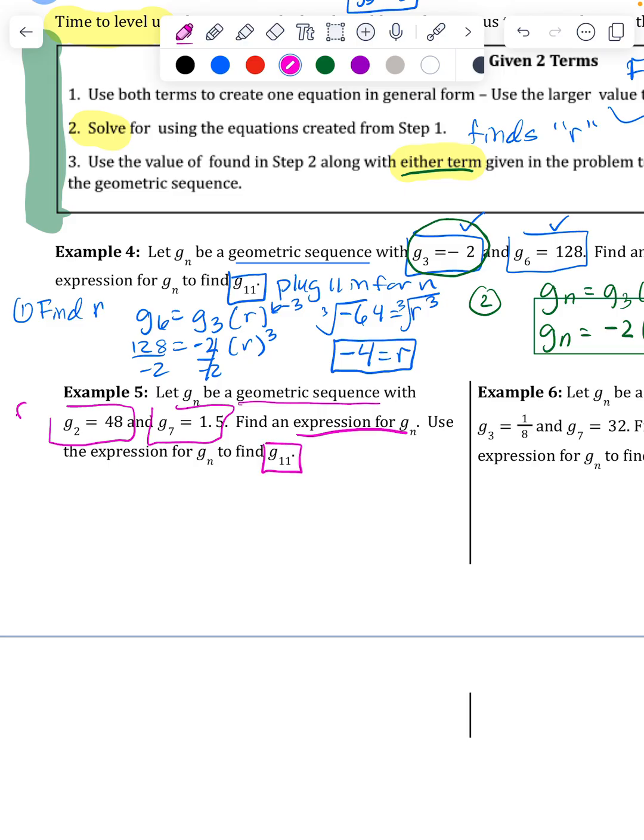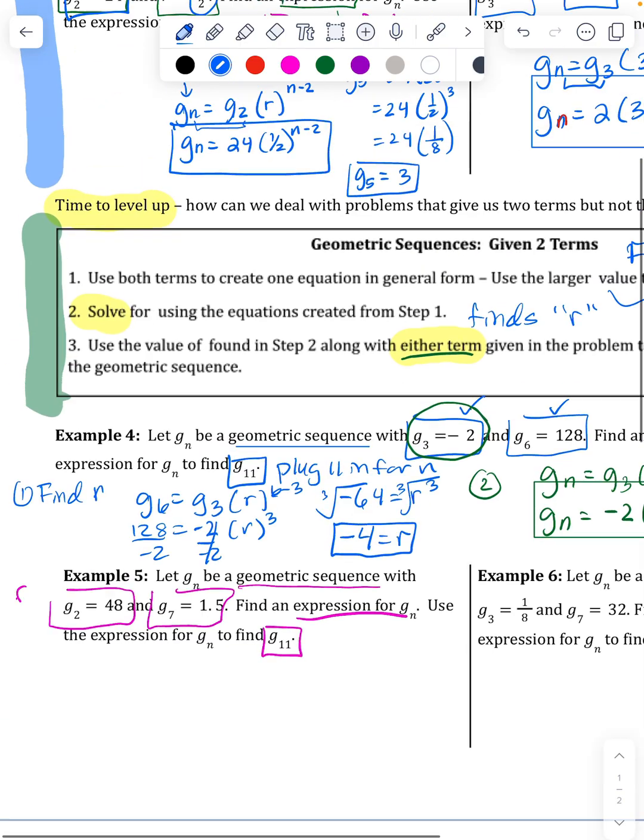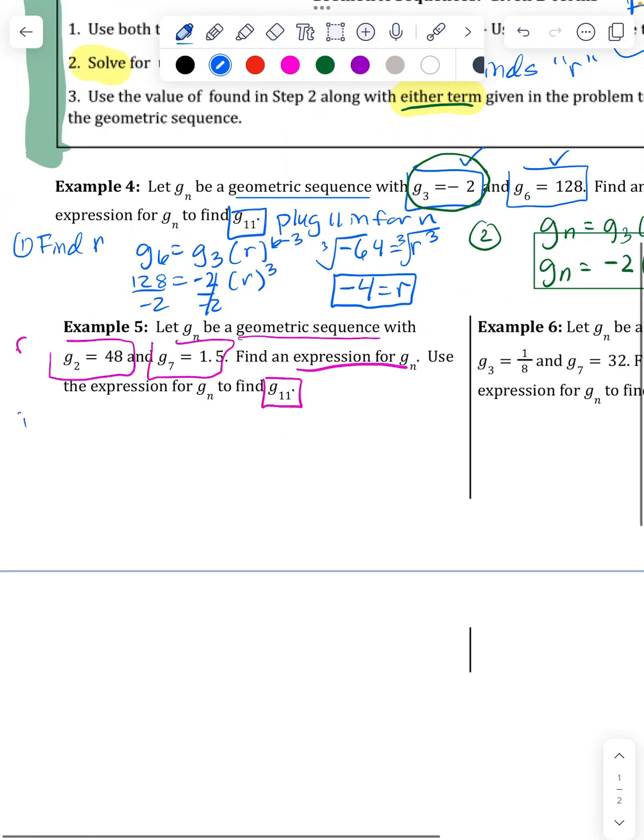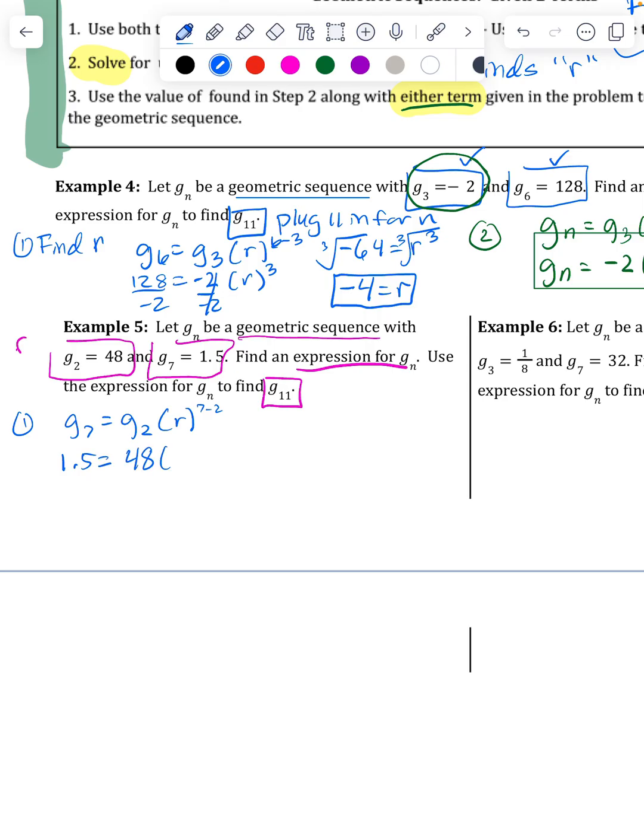So we have 3 steps again. So let's find R. I'm going to say, hey, G sub 7, if I start at G sub 2, I'll use my R, 7 minus 2, which is 5 times, because that's how many steps are between the second and the 7th term. What is G7? 1.5. What is G2? 48. What is R? No idea. 7 minus 2, 5. Excellent.